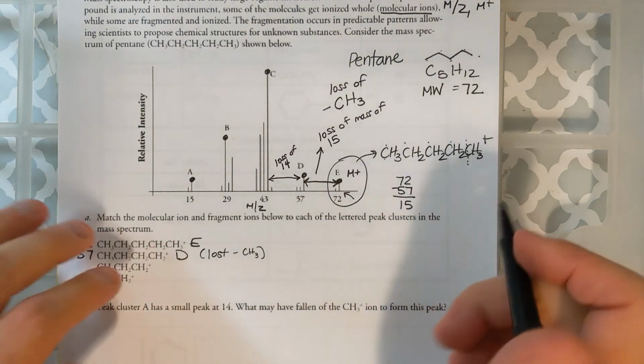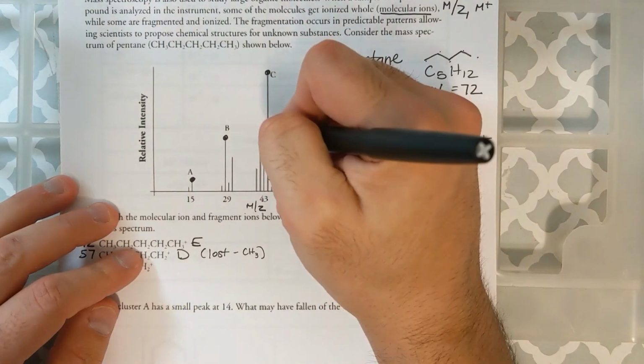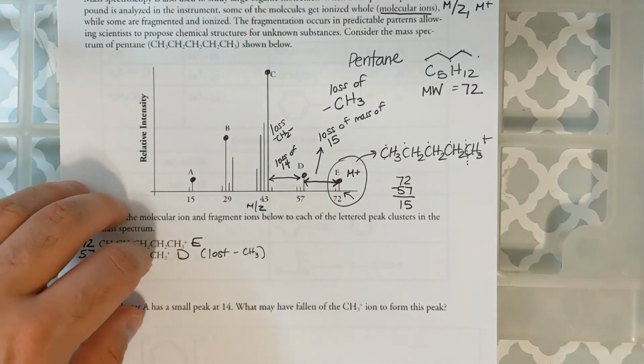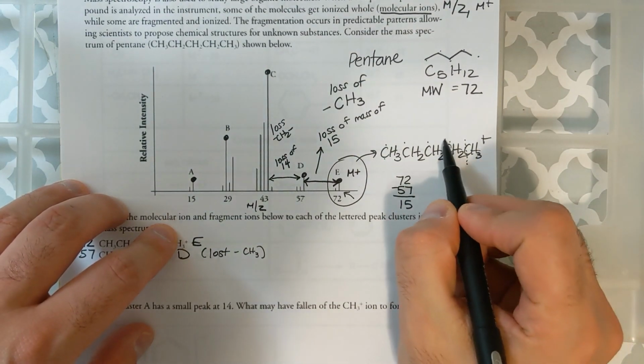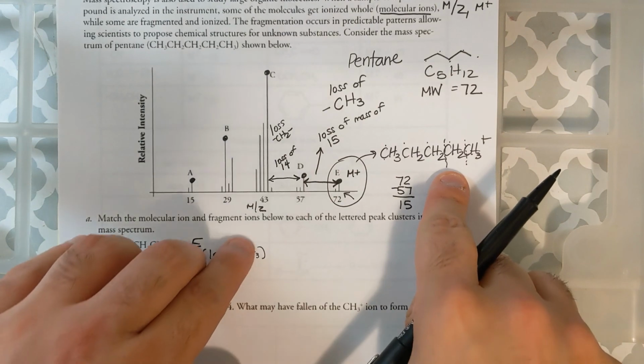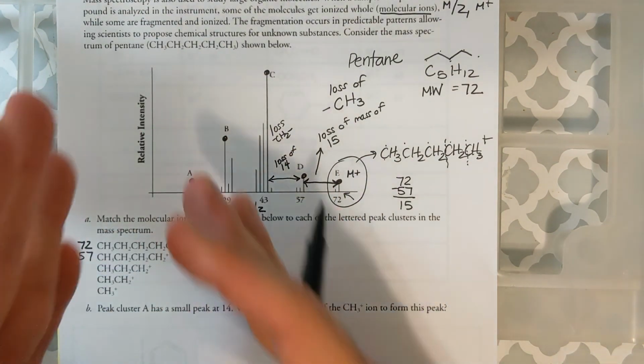What in the rest of this structure would help me lose a mass of 14? Well, that's a loss of a CH2. Now, I must have lost another fragment, which would be my CH2. This is how mass spectrometry works. I keep on breaking apart into pieces, and the mass spectrometer is going to read that.